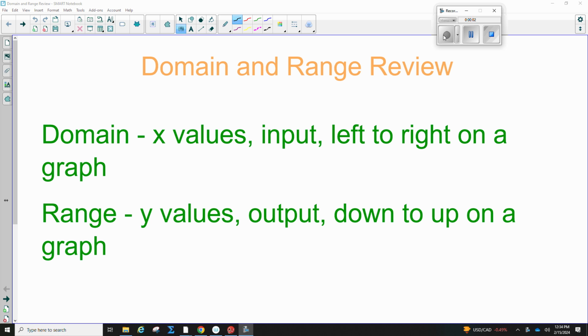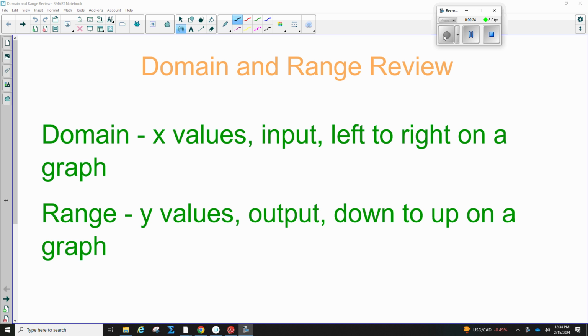Here we go. Domain is the x values. It is your input, and you want to think of going left to right on the graph, okay? Where does it start as you go from the left to the right? And then the range is your y values or the output, and you want to think of going down to up on the graph. So start at the bottom, go to the top. Where does it start as you rise along the y's?